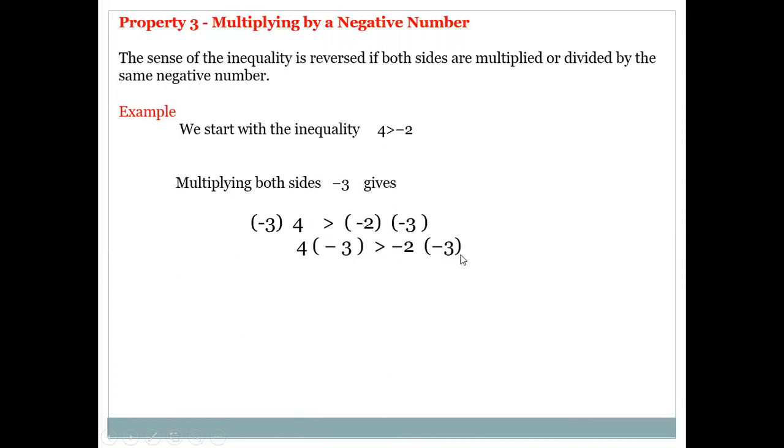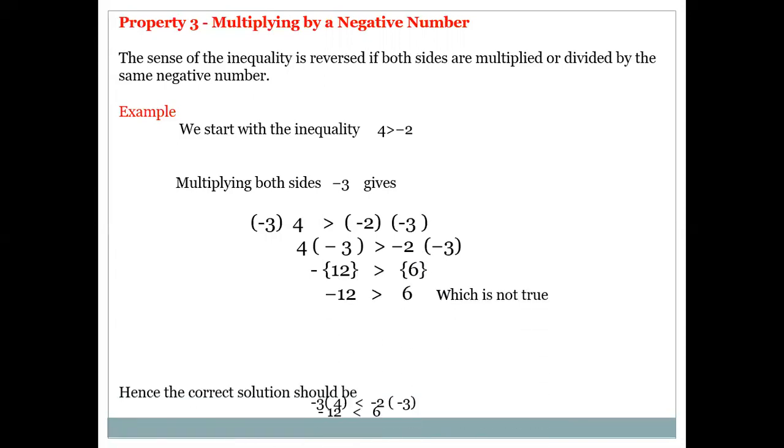Let's see what happened. Minus 12 is greater than plus 6, since minus 2 times minus 3 is plus 6. Minus 12 is greater than plus 6. Is this a true sentence? No, this is a false sentence. And how can we make it true?